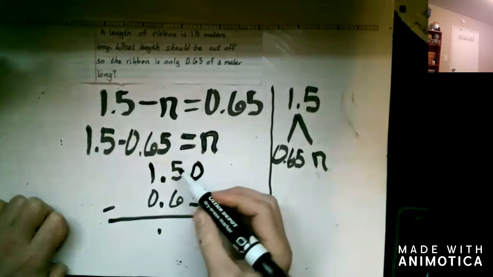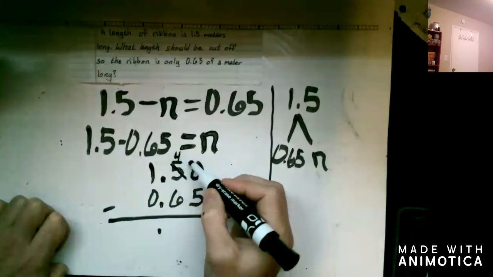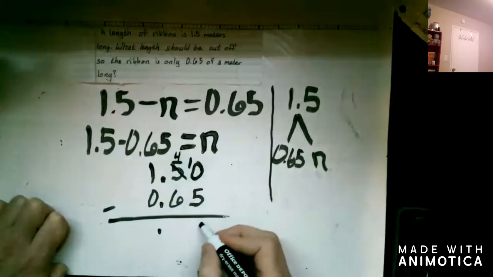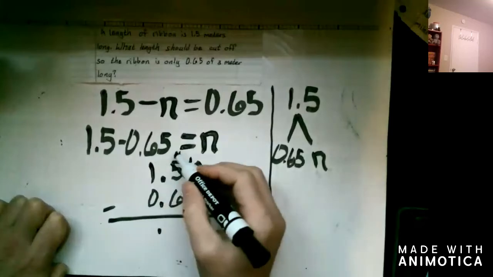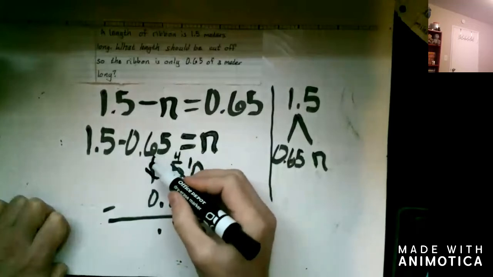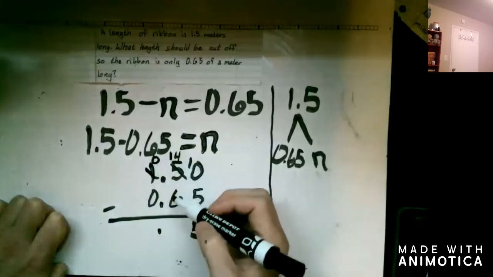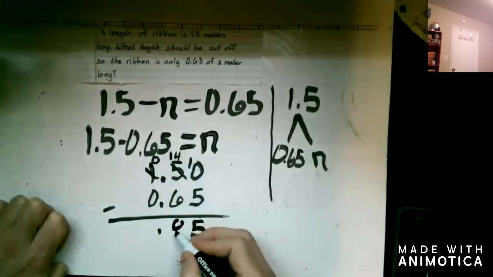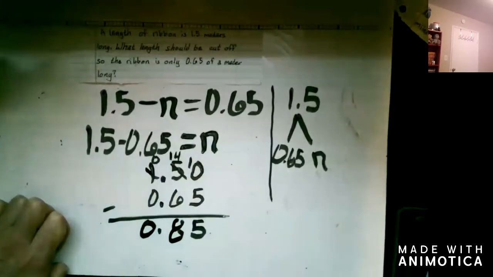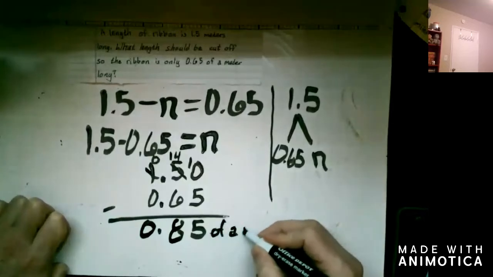0 minus 5 I can't do, so I'm going to regroup. I'm going to take my 5 tenths and say that's the same as 4 tenths plus 10 hundredths. 10 minus 5 is 5, and I move on. 4 minus 6 I can't do, so I'm going to take my whole and say that's the same as 0 wholes plus 10 tenths. 14 minus 6 is 8. 0 minus 0 is 0, and now I have my answer. 85 hundredths of a meter.